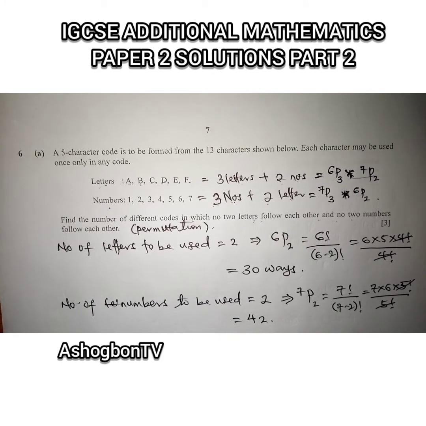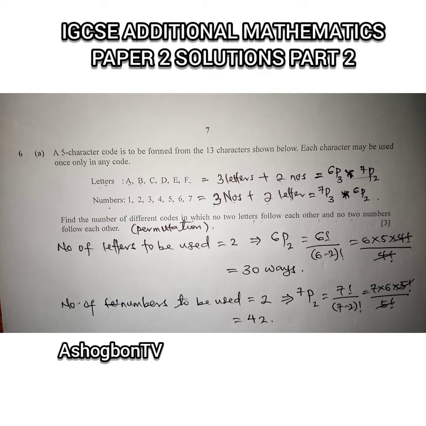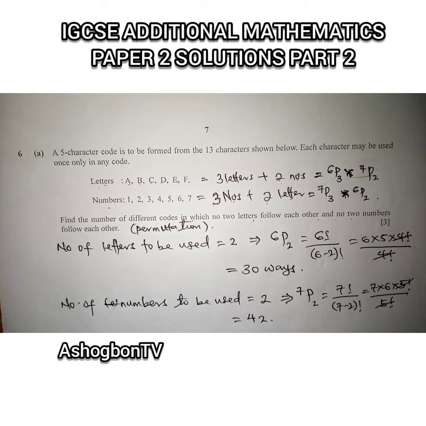That will be 6 5 4, because 6 minus 3 is 3, so that 3 here will take care of itself. And okay, let's include it, divided by 3 factorial. Then we have times 7, and 7 minus 2 is 5, so we have 6 times 5 factorial, all divided by 5 factorial. That's for the first.